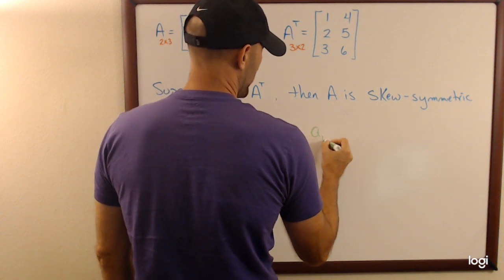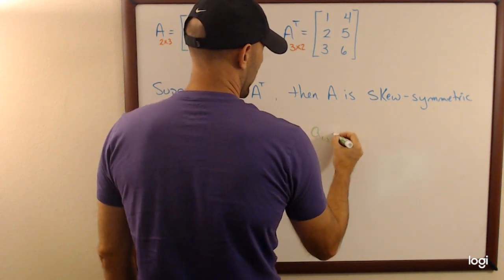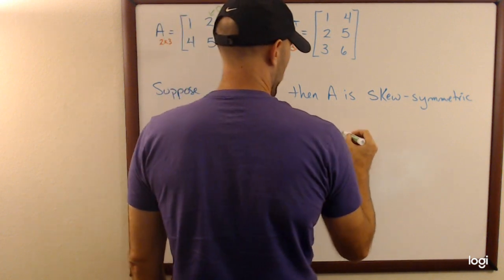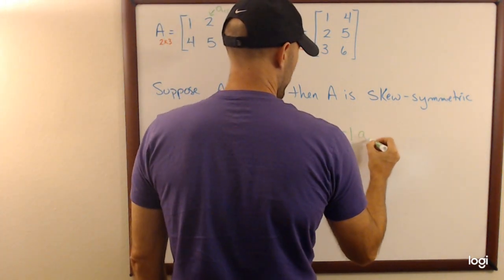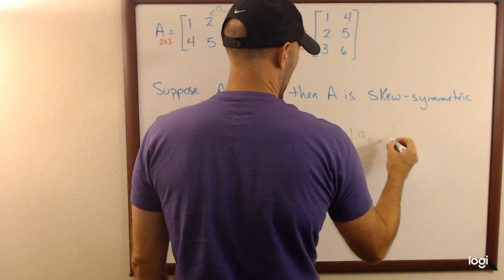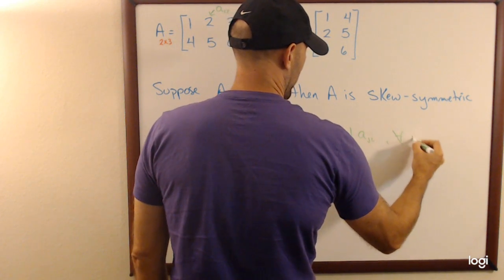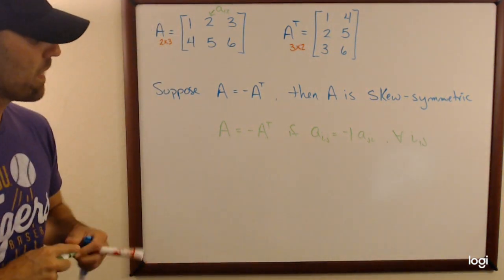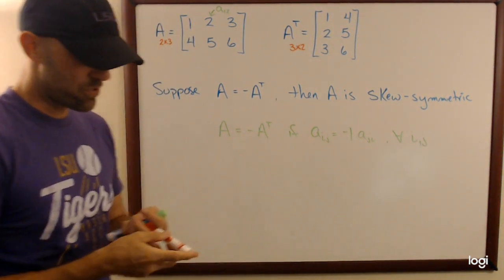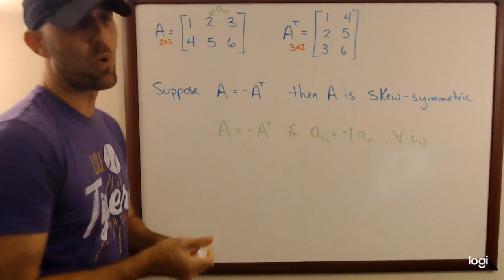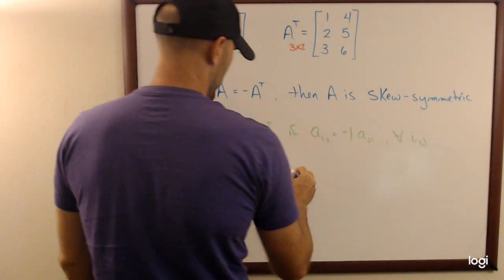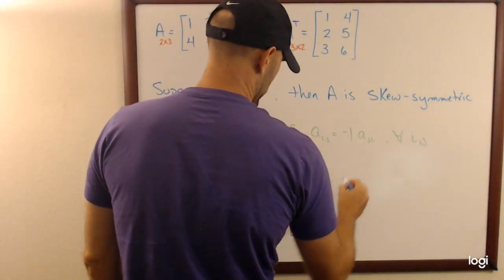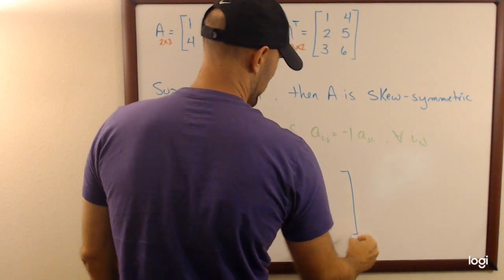is if A sub ij is equal to, and I'm actually going to write it down, negative 1 times A sub ji for every i and j, right? Now that's actually really interesting, right? So I'm going to see if we can't write one. And as normal, I'm not going to put numbers. I'm going to try to make this as general as possible. Let me see if I can't write down a 3x3 skew symmetric matrix.